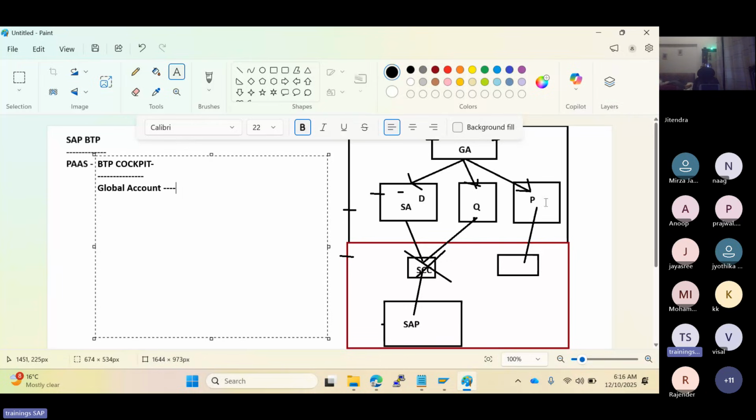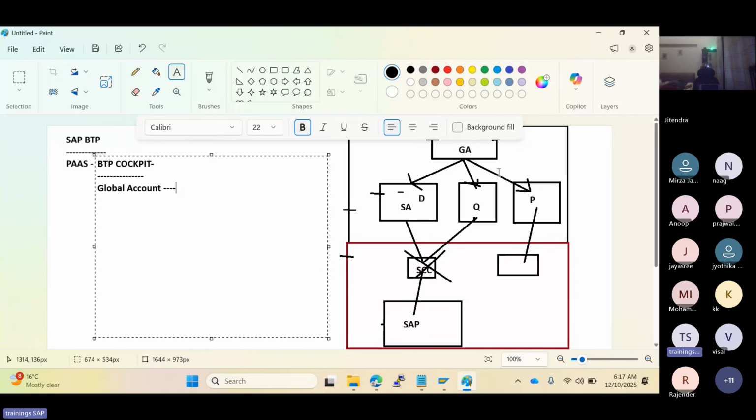Number two, you have to create the hierarchy. Three, the cloud connector, it's your responsibility. Four, then integration, then working on the tools, taking the subscriptions, and working on the configuration part. All these things are our responsibility, the customer's responsibility. SAP will provide only the global account to you. That's why the global account is the realization of the contract your company has made, and it is used to manage everything.